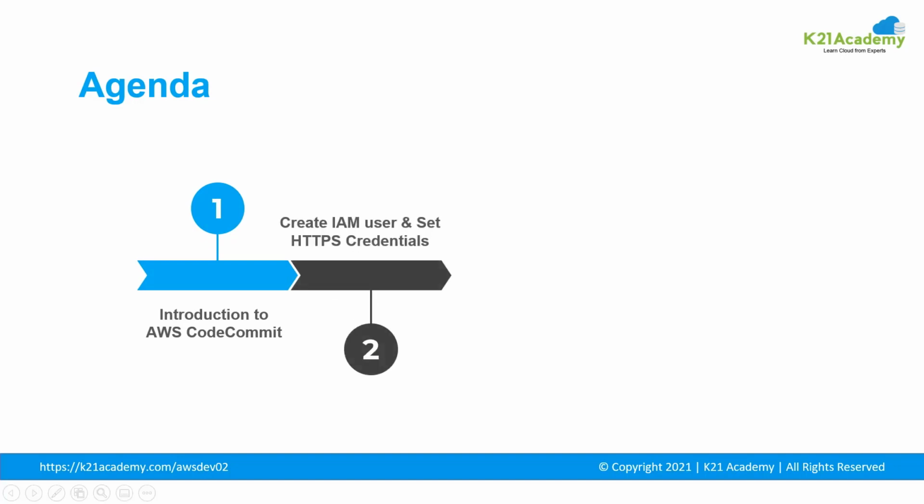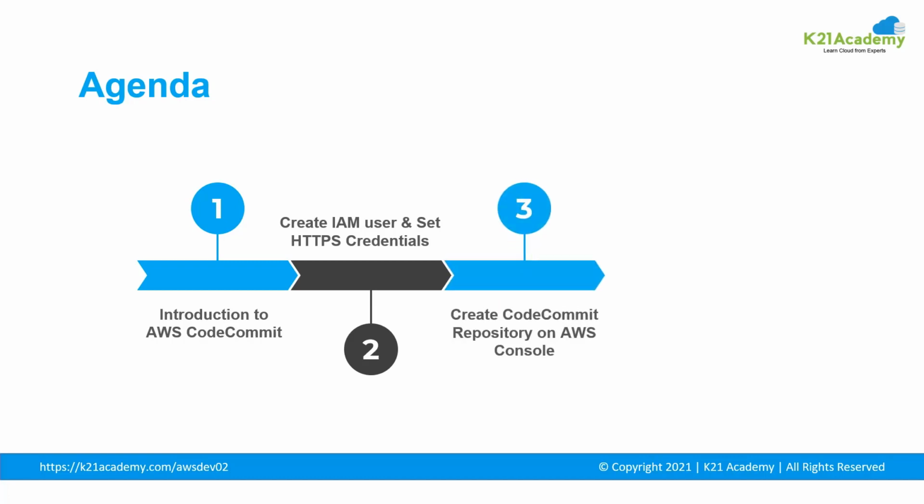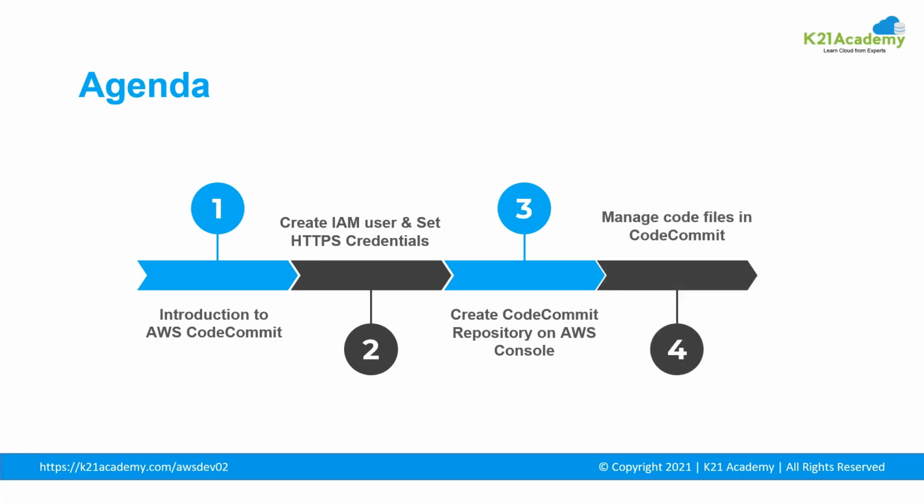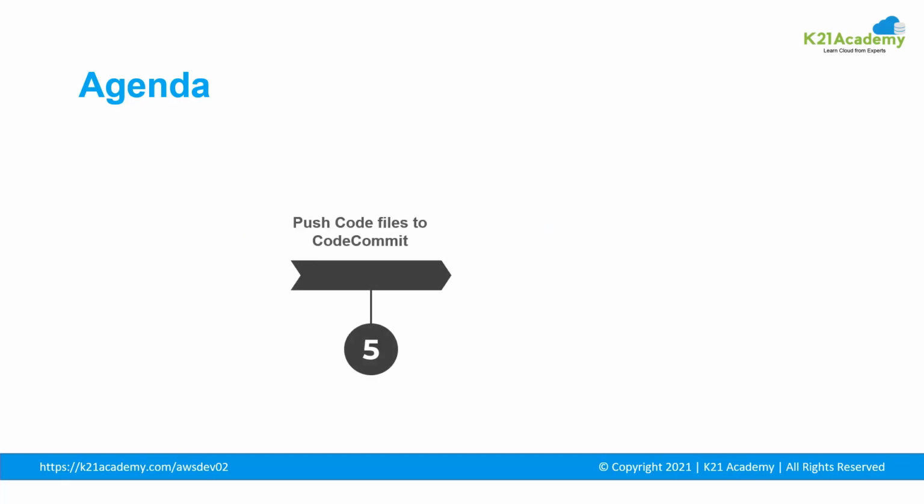Now let us take a quick glance at the agenda. Firstly, we will be introduced to AWS CodeCommit, and then we will be creating an IAM user and setting HTTPS credentials. Post that, we will be creating a CodeCommit repository on the AWS console. And then we will be managing code files in CodeCommit from a Windows machine on AWS EC2. Here we will try to understand the steps required to perform on the Windows EC2 instance, and then we will push code files to CodeCommit from Windows EC2. And finally, we will be terminating the resources, where we will be deleting the AWS CodeCommit repository.